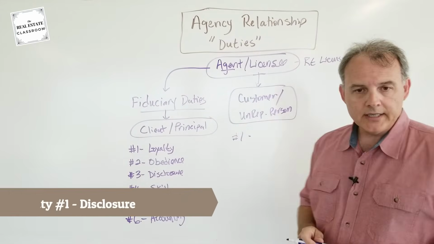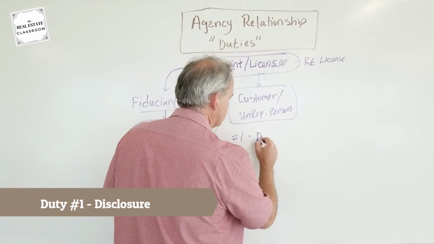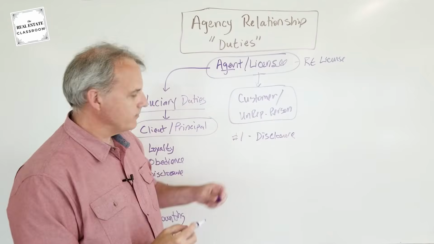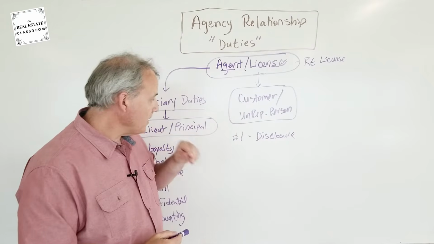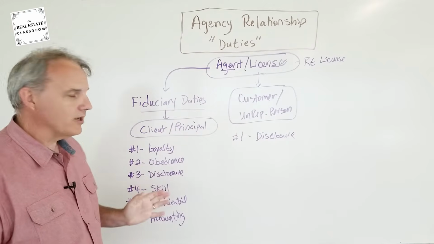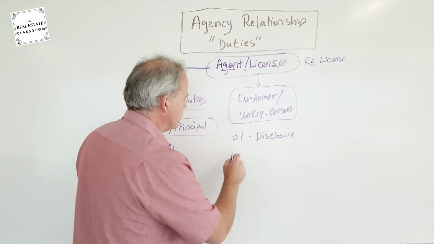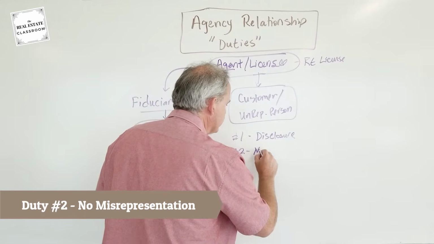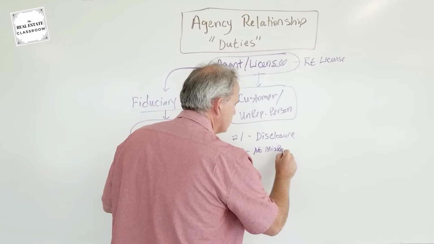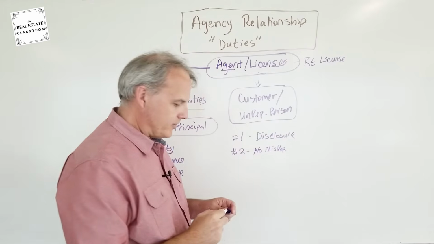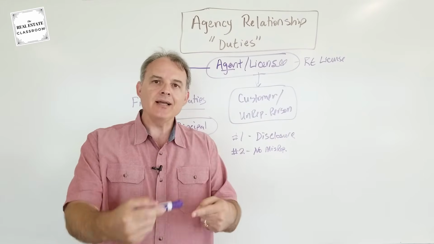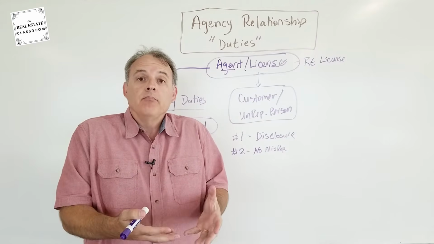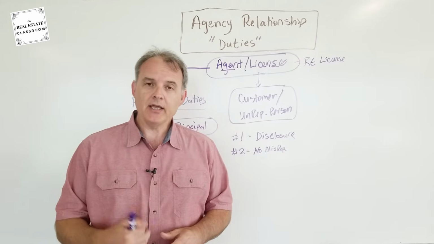All right. Number 1 is I have to disclose. I'm going to disclose to the customer here that I represent the seller and the seller is my client. That's the first thing. Number 2, no misrepresentation. I cannot misrepresent any fact about that property in a way that is going to bolster my client's position. I have to be truthful.